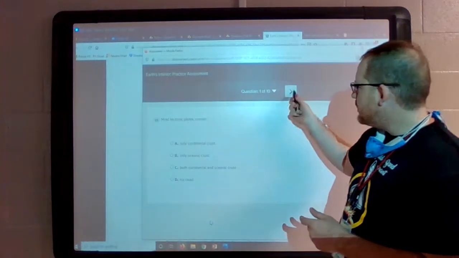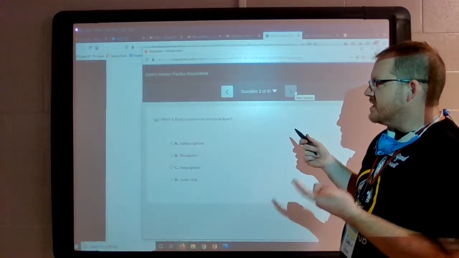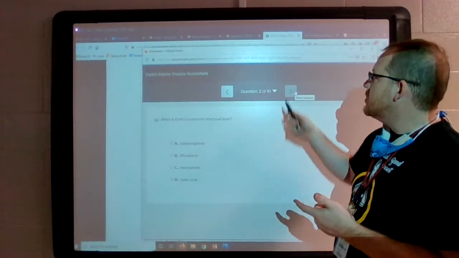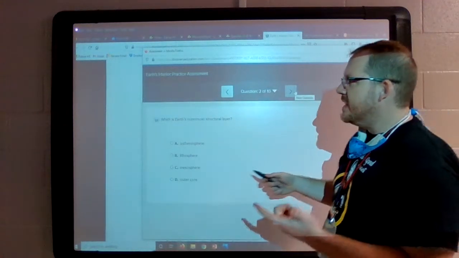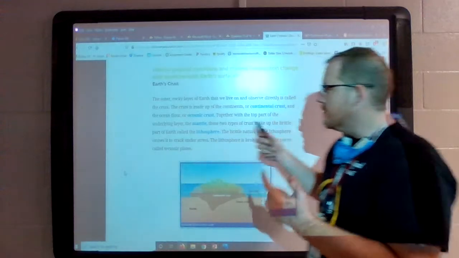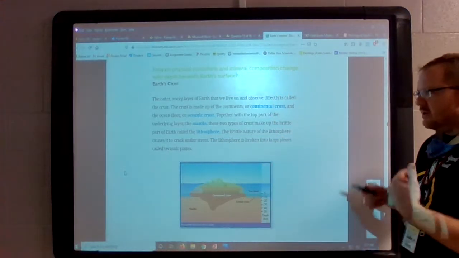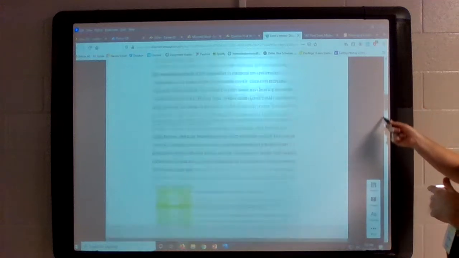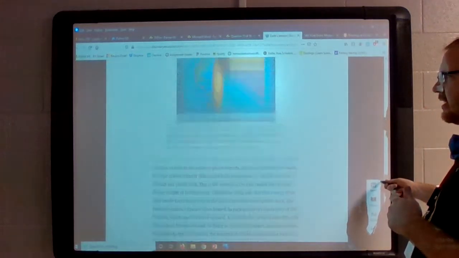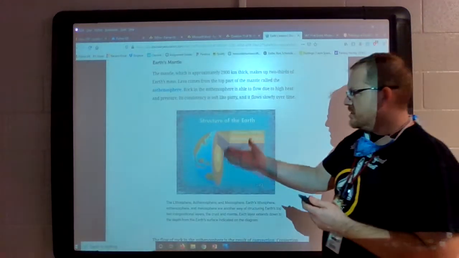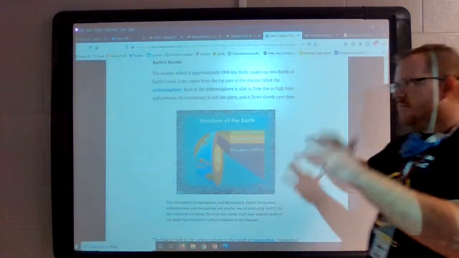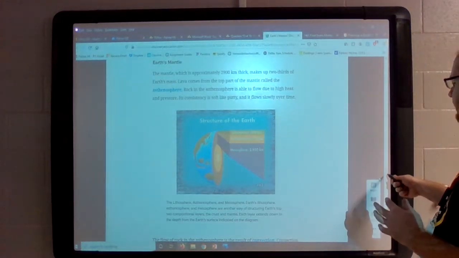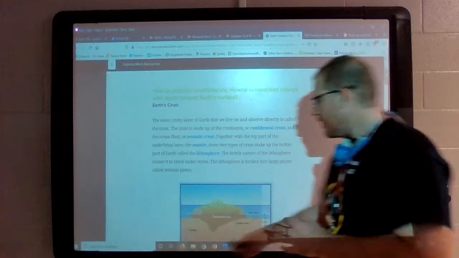Question number two, which is the Earth's outermost structural layer? That's also going to be in that very first section, talking about the Earth's crust. So you want to figure out which one is the very most top section. Also, there is an image down here that kind of shows you some of the different layers. And so you're looking for the outermost layer on the very, very top.